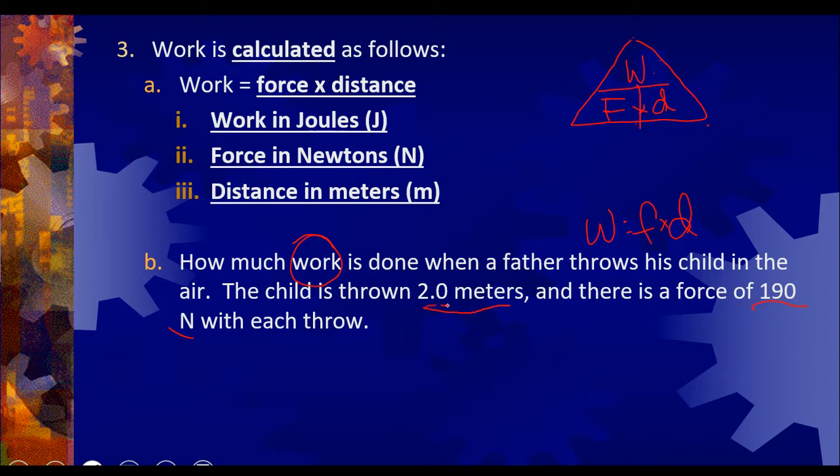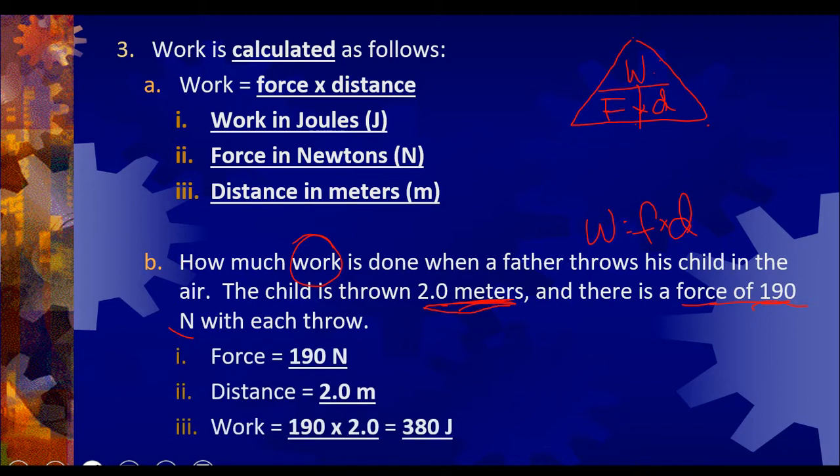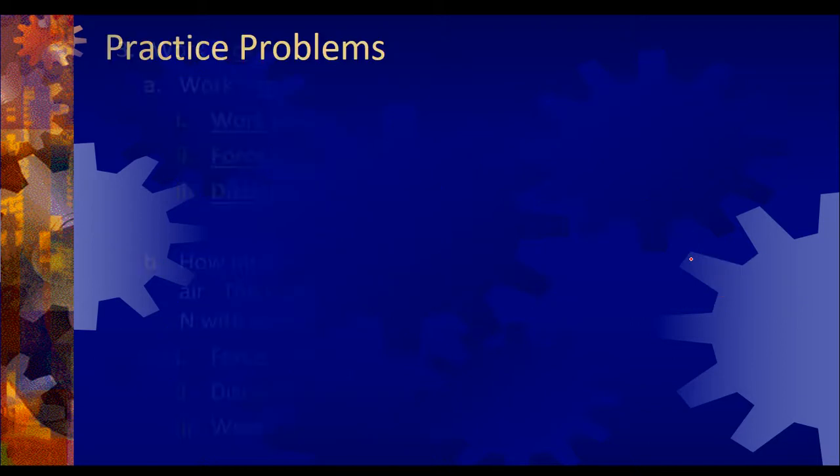Now here's my distance, and here is my force. So force times distance gives us this: 190 times 2 equals 380 joules. Joules is my work. That's what we measure that in. So that would be your unit.